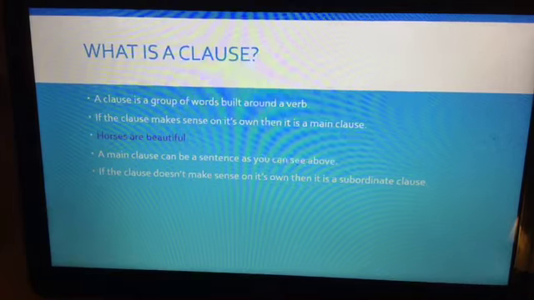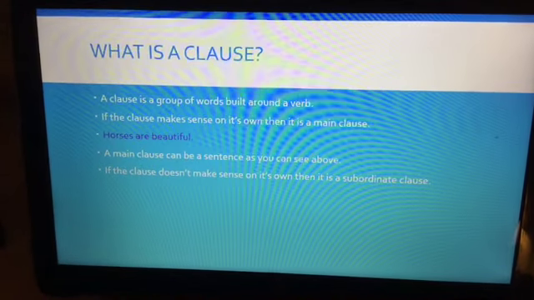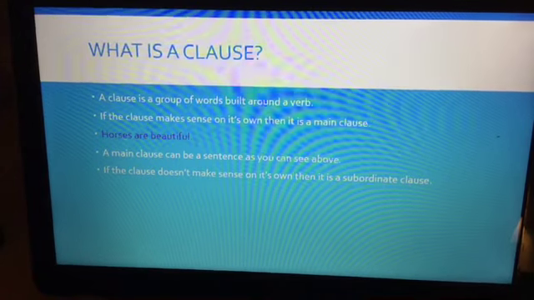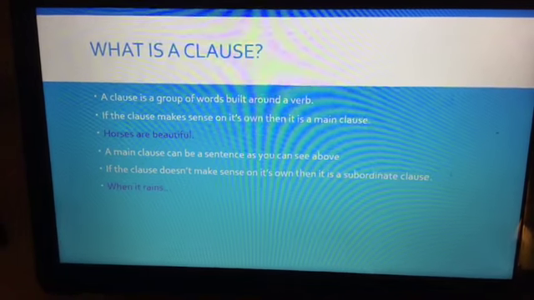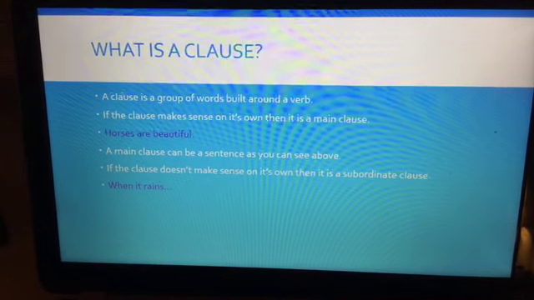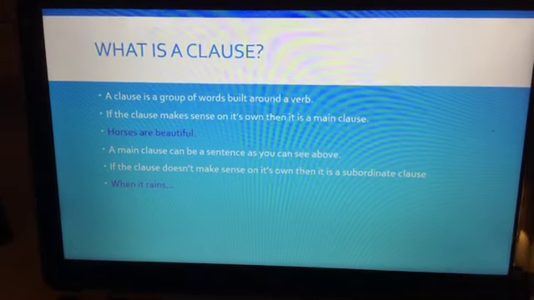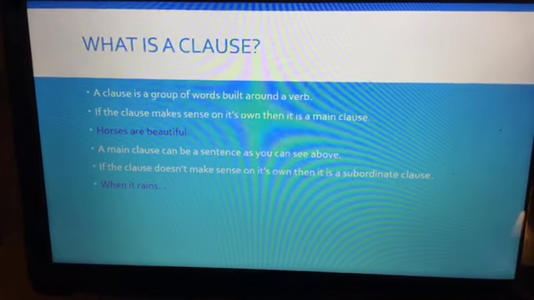If the clause doesn't make sense on its own, then it's a subordinate clause. So an example of a subordinate clause might be "when it rains", because "when it rains" is a clause, but it is not a main clause. It cannot stand on its own as a sentence.